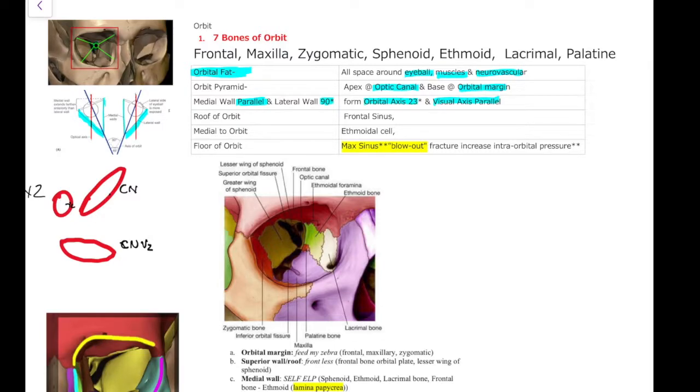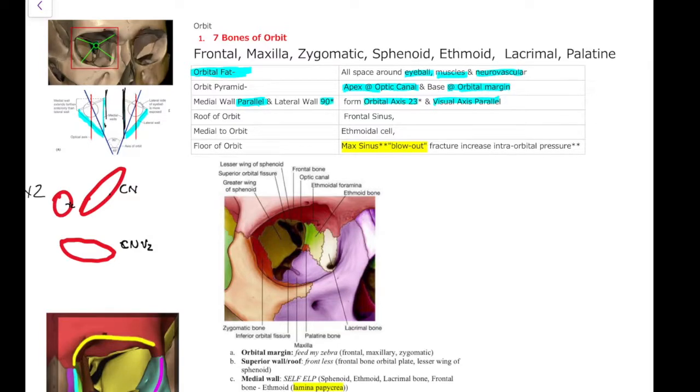The orbit pyramid has an apex as shown on the left. The apex is in the optic canal, whereas the base is outside the orbital margin that's made up of the other bones. We have two walls of the eye, as you can see here in black.